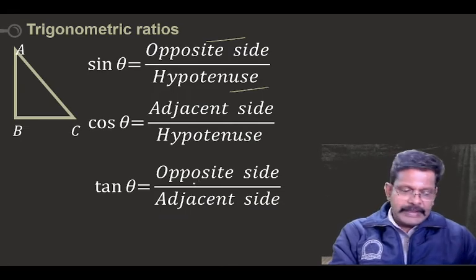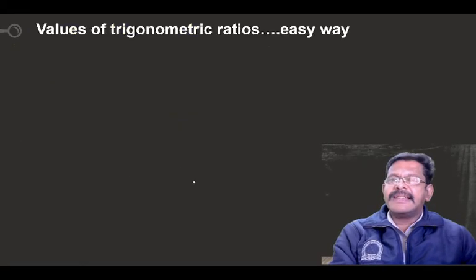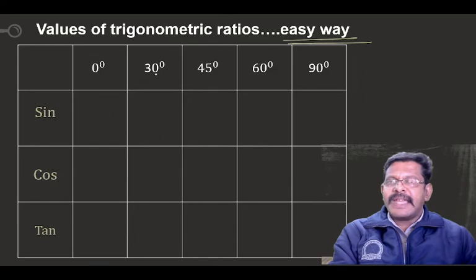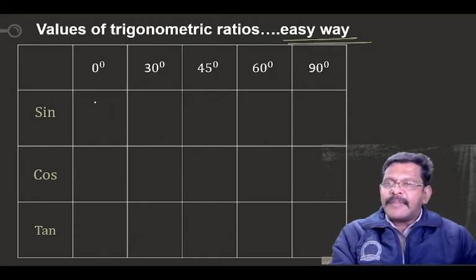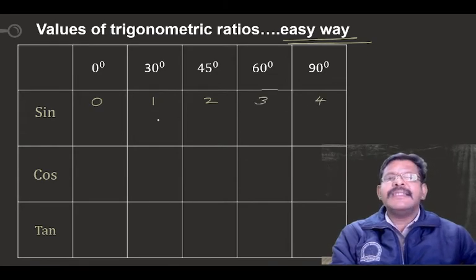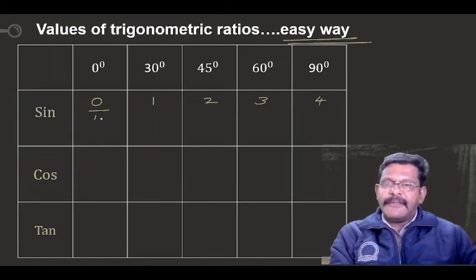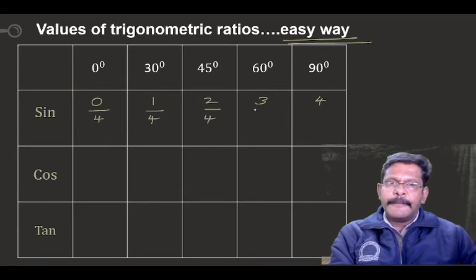So I'm going to give an easy method to remember the values of the trigonometric ratios. I'm putting a table here. This is sine 0, sine 30, sine 45, sine 60, sine 90. First I'm writing 0 in this column, then 1 here, 2 here, 3 here, and 4 here. This is an easy method to remember. If you are able to learn it by heart, you can. Divide all these values by 4.